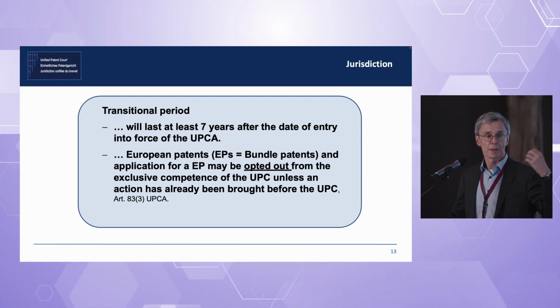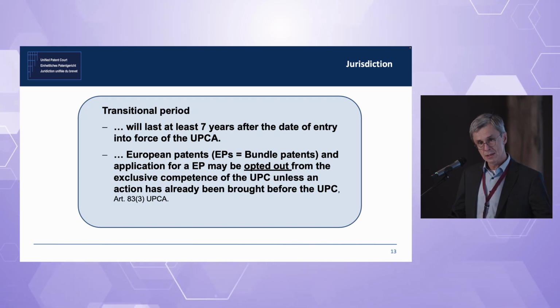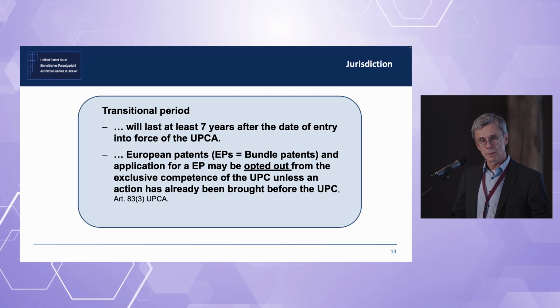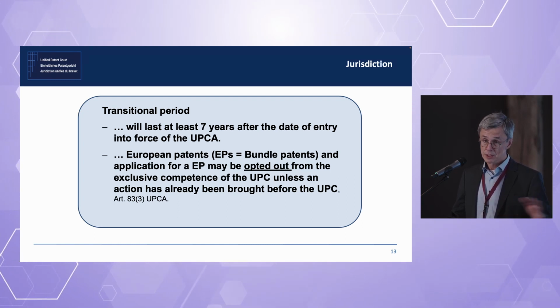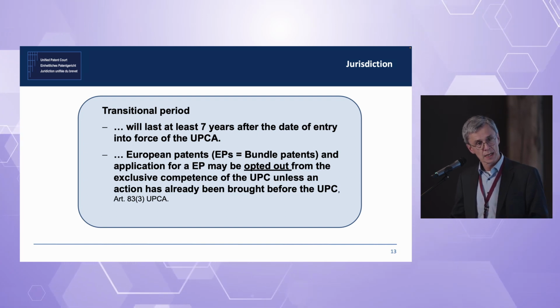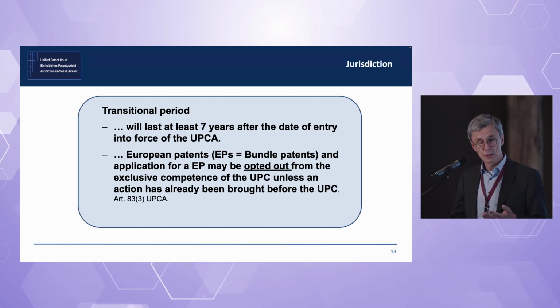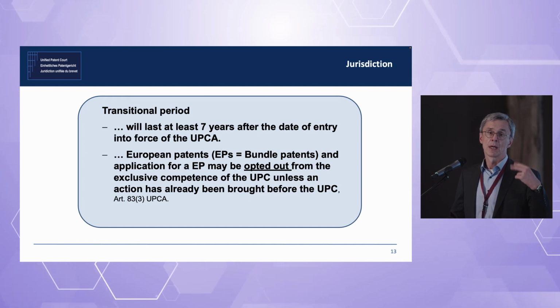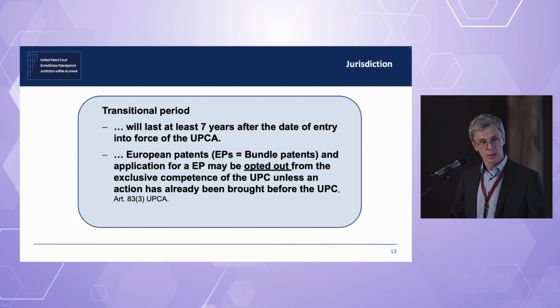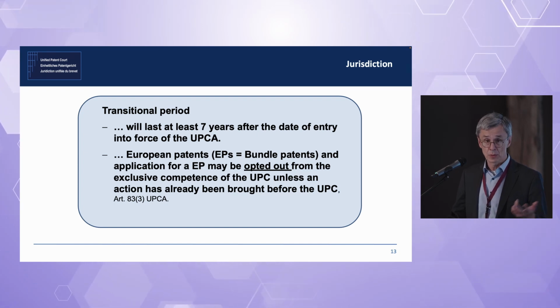For those who opt out, the situation like I described, or how the situation was before 1st of June, applies. So they're simply out there. The old system for them applies as well. For those who stay in, who did not opt out, they can choose for the bundle patents where to bring the claim. So they can bring it to the UPC, but in parallel they can also bring it before the national court still during that transitional period.